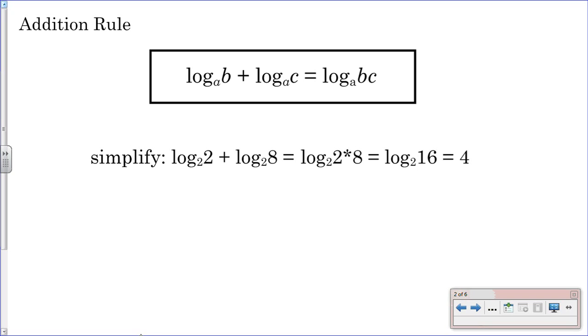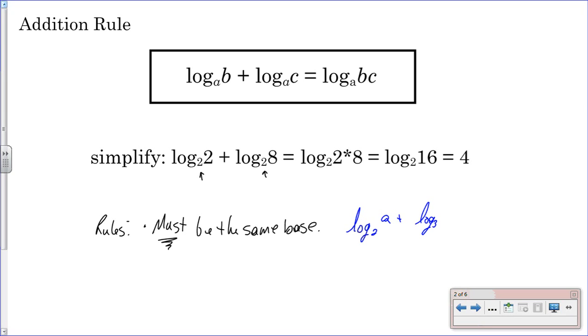Now, there's a few rules for this rule. Number 1, they must be the same base. Remember, your base is that little subscript number. So if you had something like the log base 2 of A plus the log base 3 of B, you can't use this rule. You can't add those together using this rule because they have different bases. They have to have the same base in order to use this rule. So for this one, it's just tough luck because you can't use it.